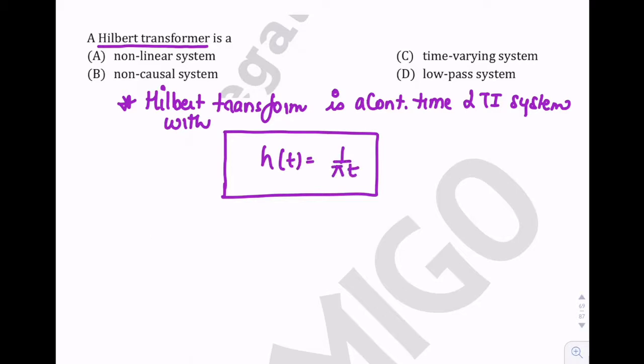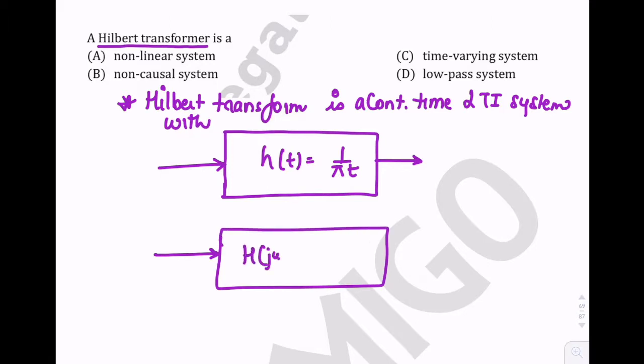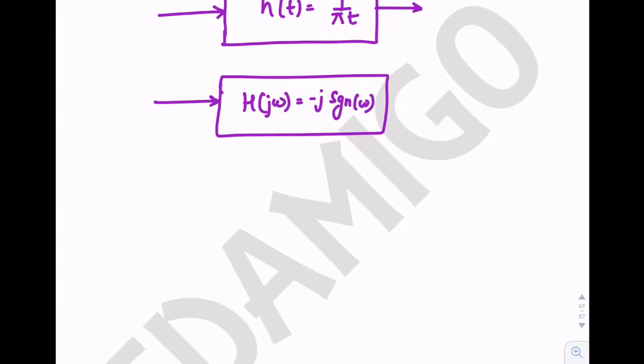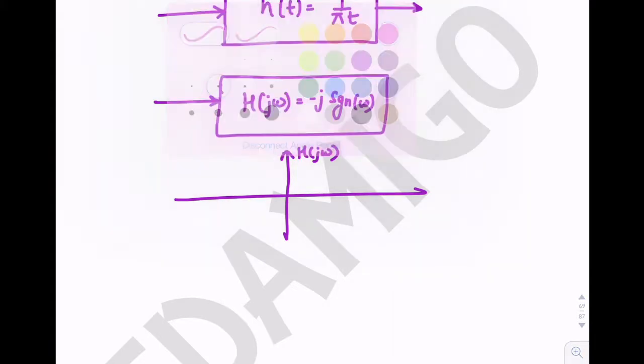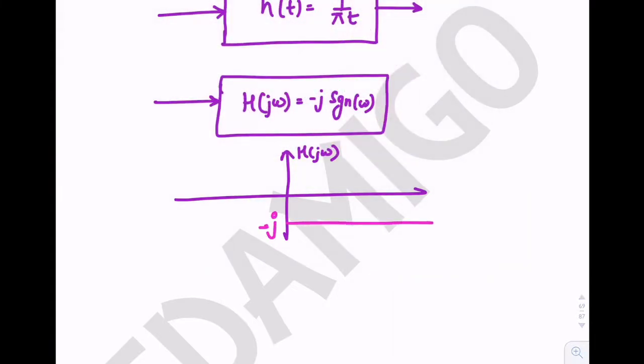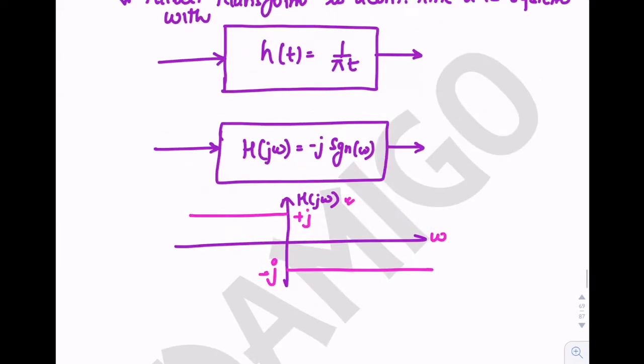And if we find the Fourier transform, then it is equal to minus j times signum omega. So it is actually equal to, if I draw H of j omega, it is equal to minus j for omega greater than 0 and plus j for omega less than 0. So this is H of j omega for the Hilbert transform, and this is h(t).